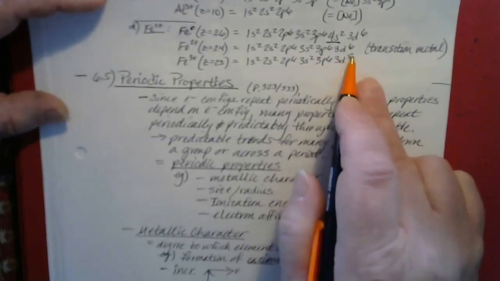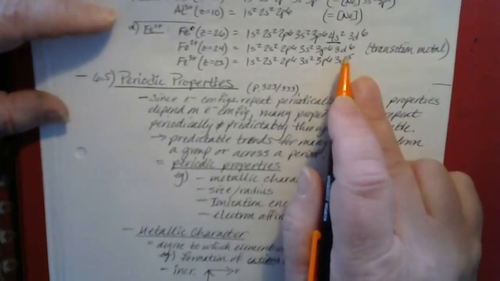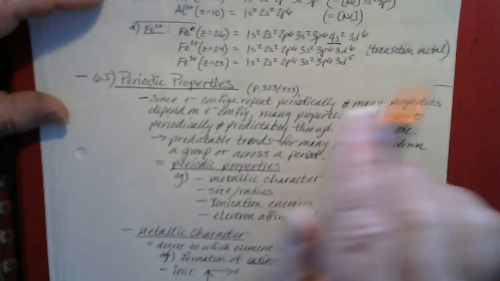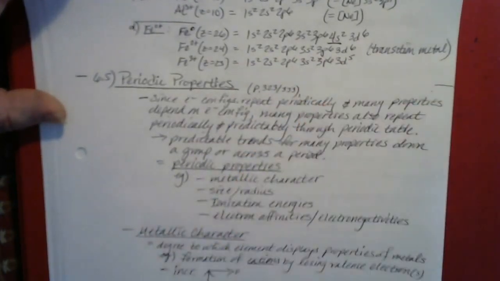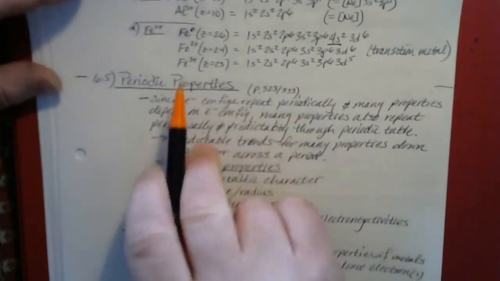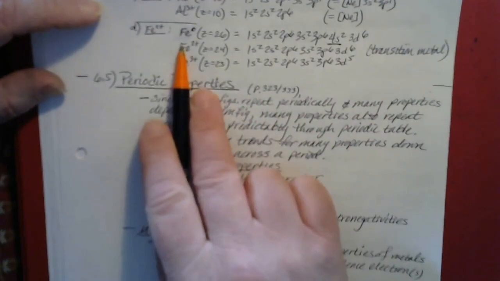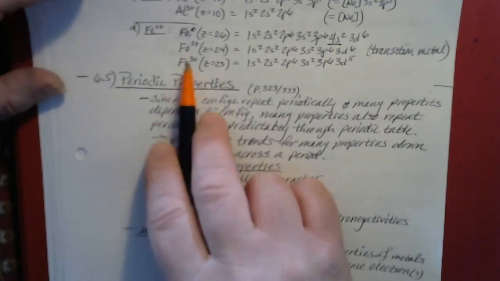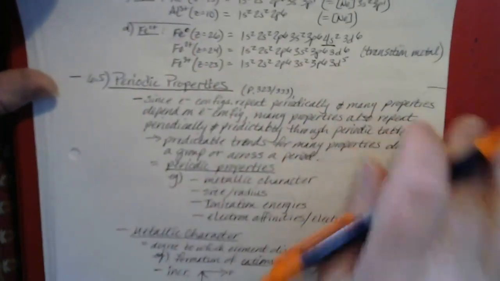And actually 3d5 means that each of the d orbitals in the third shell has 1 electron in it. And of course, when the d orbitals are half filled, that adds a little stability to the ion. And so in this case, Fe3 plus is a little more stable than Fe2 plus, and that's why you actually encounter Fe3 plus more often than Fe plus 2.